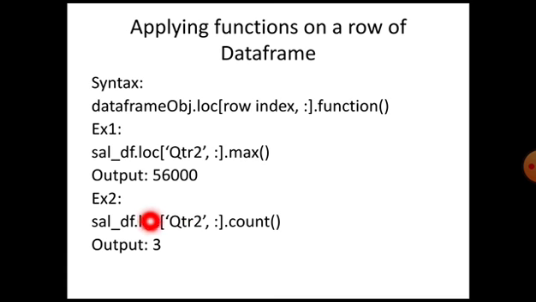The second example is count on the cell df where the row is qtr2 again. So it is counting, and the output is 3. How is the output 3? Because in the qtr2 row, for the columns 2016, 17, 18 and 19 there are 4 columns, so the count should be 4, but the column 2019 has only a single data, hence the count is 3.